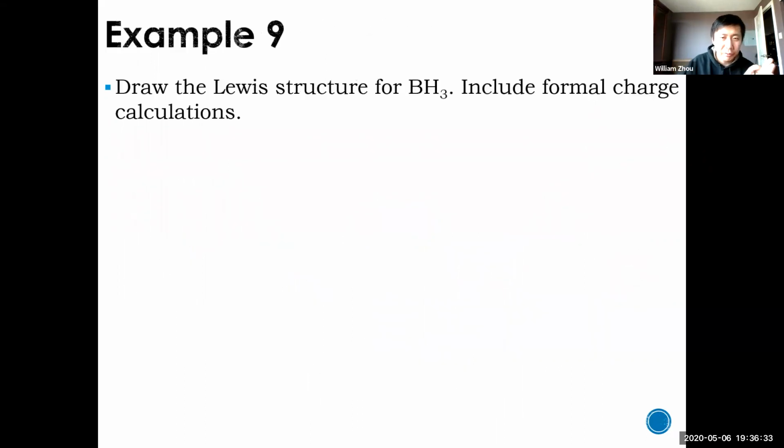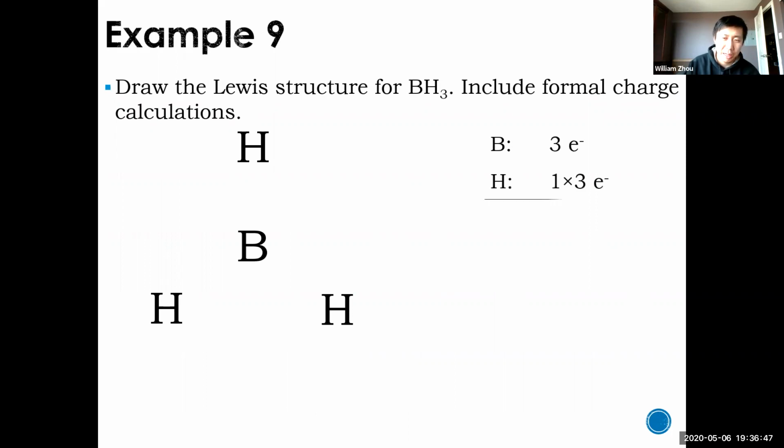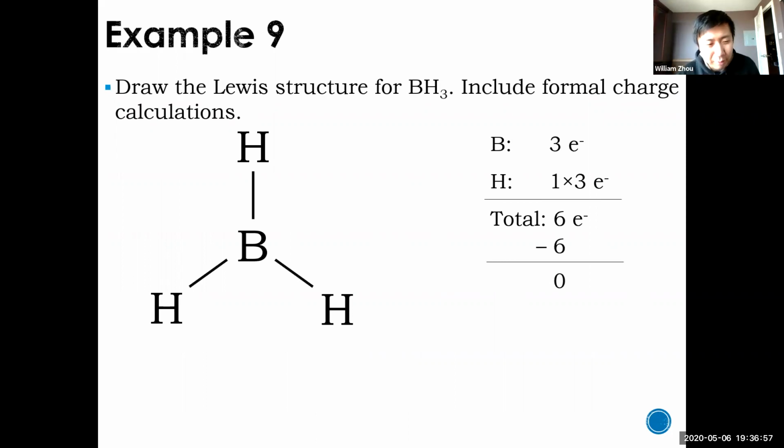All right, so let's move on to BH3. BH3 just has boron and hydrogen, so obviously boron is in the middle. Hydrogen is never in the middle. Boron has 3 valence electrons. Hydrogen has 1, and you have 3 hydrogens. You have a total of 6. You connect them. Oh, look, I just used up all 6. That's it. You don't have any more electrons to give. Boron has 6, hydrogen has 2.